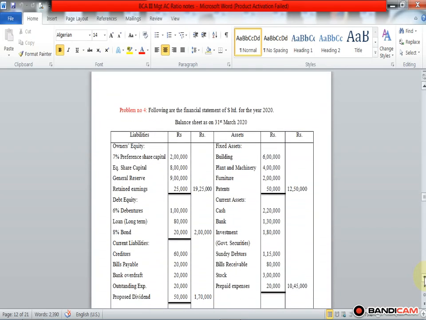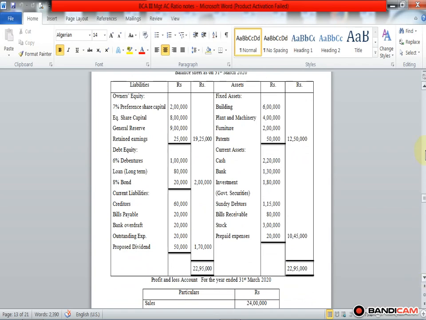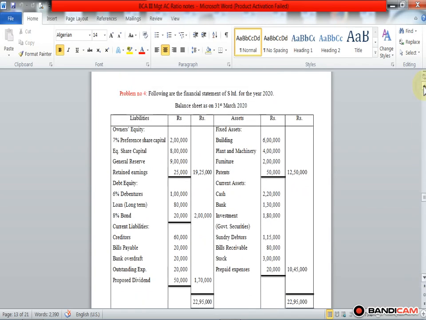Problem number 4: calculation of various ratios relating to the balance sheet and profit and loss account. Here, first of all, we read the problem carefully and then we solve the problem, or we calculate the ratios.